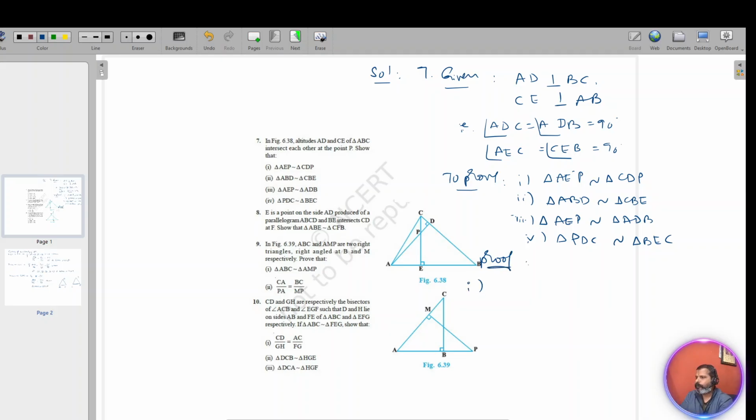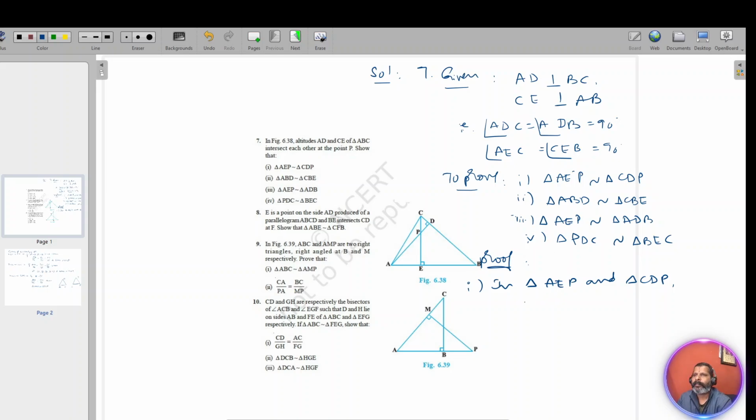Proof. First one. Whatever they've asked, just pick them and say, in triangle AEP and triangle CDP, can you make out the similarity criteria? Check out. You visualize only the triangles which we wrote just now. AEP and CDP. We have vertically opposite angle P. E is 90, D is 90. So we are done. By AA criteria, they're similar.